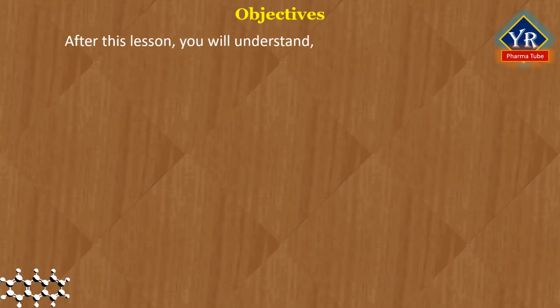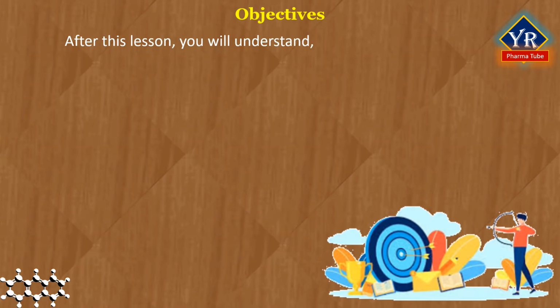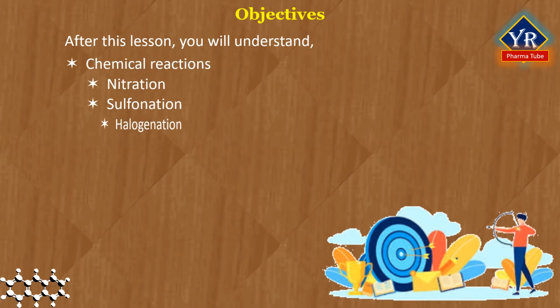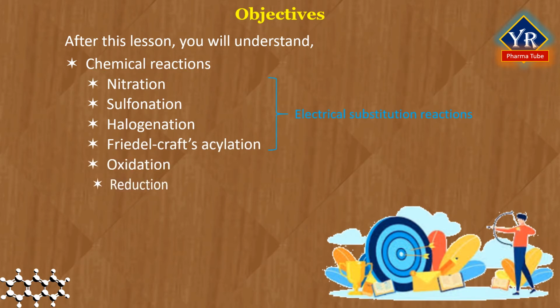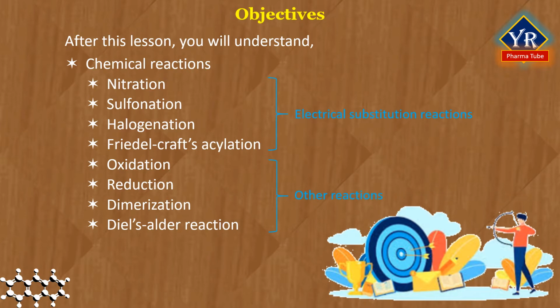At the end of this lesson, you should understand the chemical reactions such as nitration, sulfonation, halogenation, Friedel-Crafts acylation, oxidation, reduction, dimerization, and Diels-Alder reaction. And lastly, the medicinal uses of anthracene.